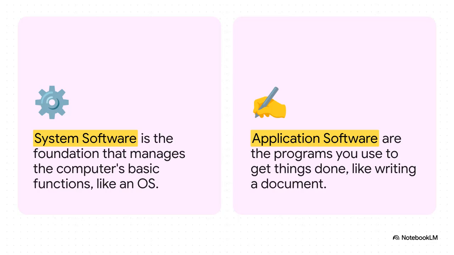There are really two main kinds of software. First, you have system software. Think of this as the foundation, your operating system, like Windows or macOS or Android. It runs everything behind the scenes. Then, on top of that, you have application software. We usually just call them apps. These are the programs you actually use to get stuff done.